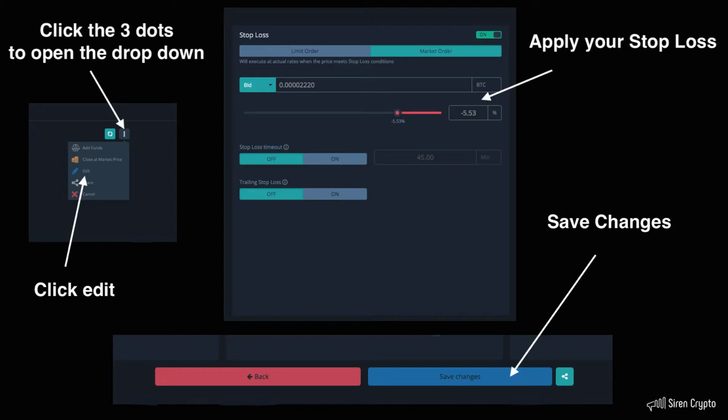So firstly, on the right hand side of your open position, you will see these 3 little dots. Click the dots and then they will open a drop down menu and simply click the function Edit. I then go to the chart for the particular coin that I'm trading and I put my stop loss below major support. On this particular trade, that's at minus 5.53% below the buy-in price. And lastly, don't forget to click the Save Changes button.